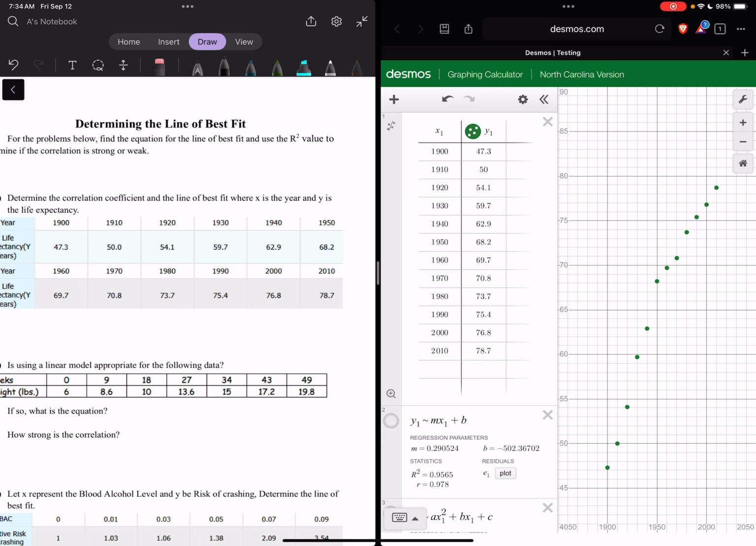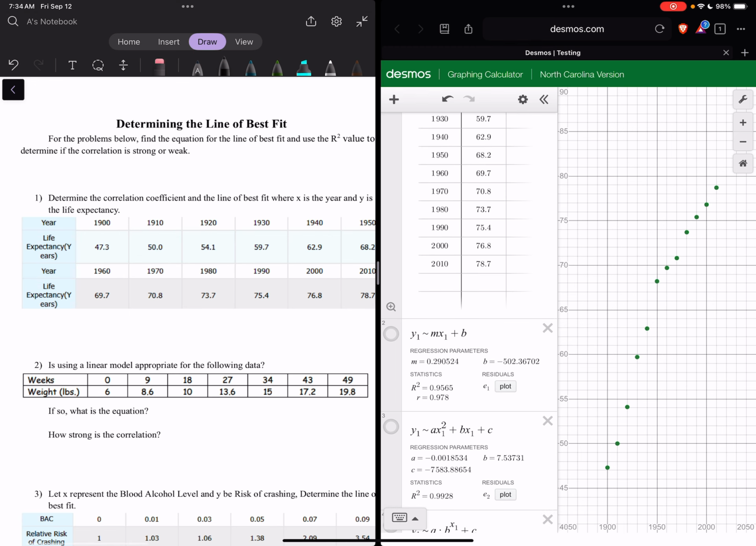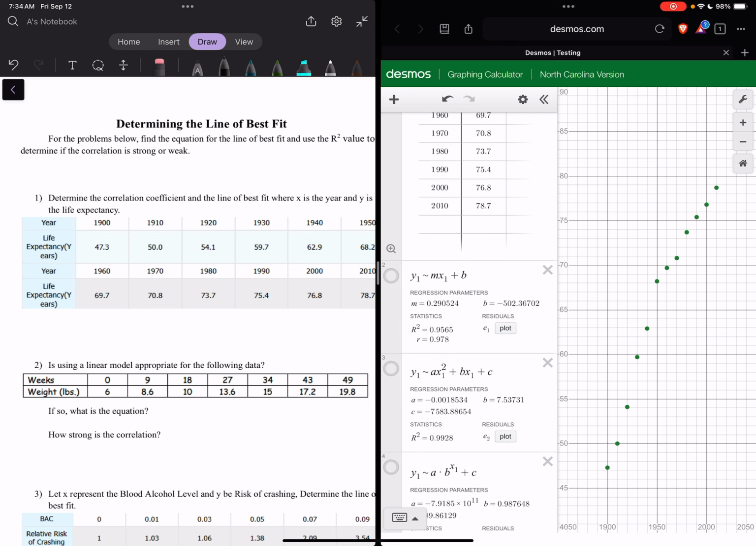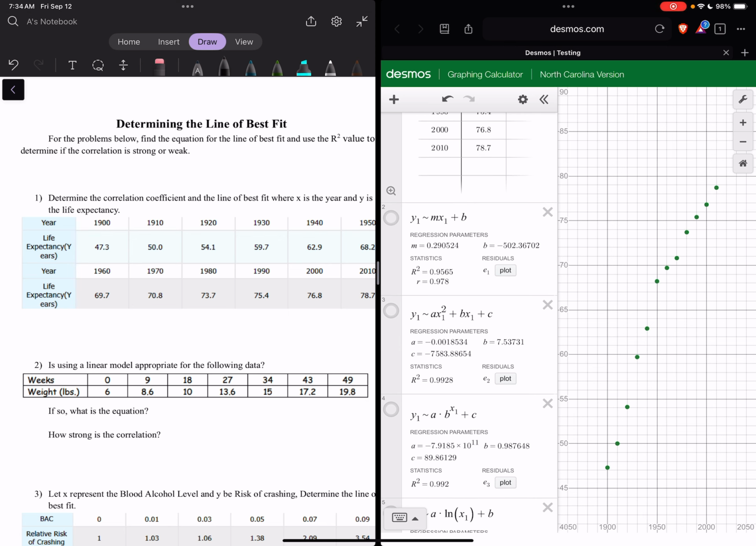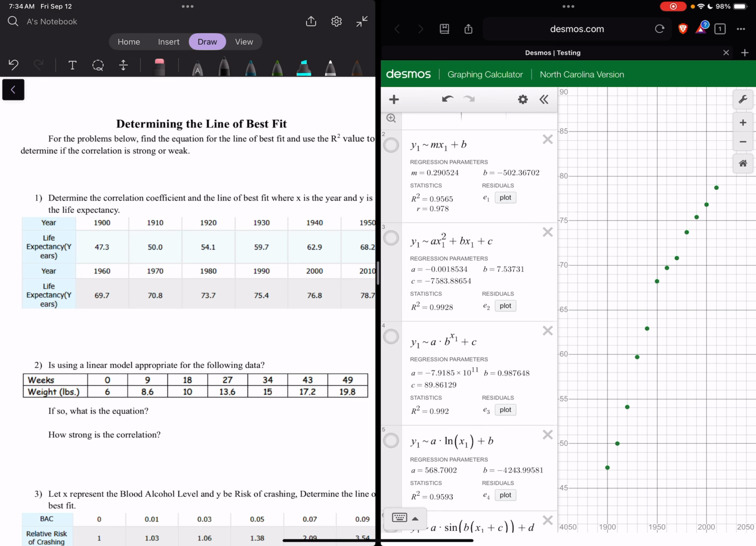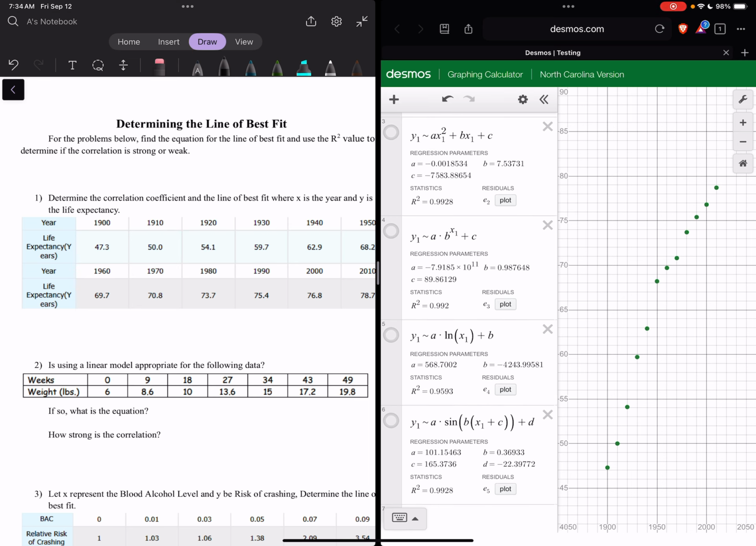Now, I'm going down through these functions and I'm looking at the r squared values. So for the linear, r squared is 0.9565. So I'm trying to beat that r squared. That's a good correlation. Let's see if there's a better. Quadratic is 0.9928. That's the new winner. It's beating the exponential, it's beating the logarithmic, and it is tied with the sinusoidal.